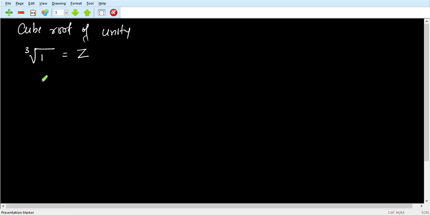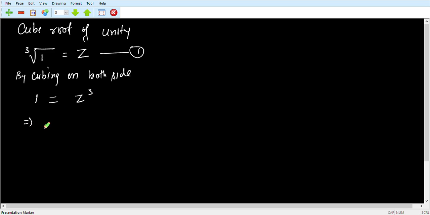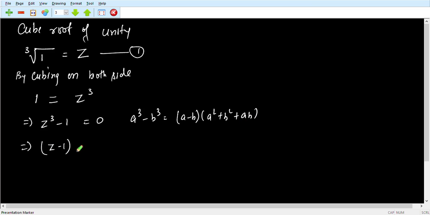So by cubing both sides, let us suppose this is equation 1, then this will become 1 is equal to z to the power 3. So this will give me z to the power 3 minus 1 equal to 0. If I apply the identity a to the power 3 minus b to the power 3 equals a minus b into a square plus b square plus ab, then I will get z minus 1 and z square plus z plus 1 is equal to 0.